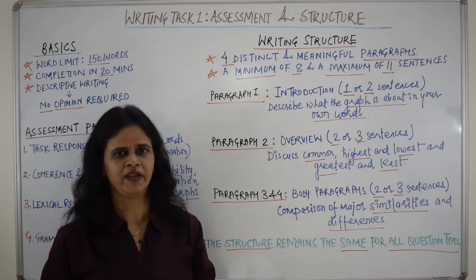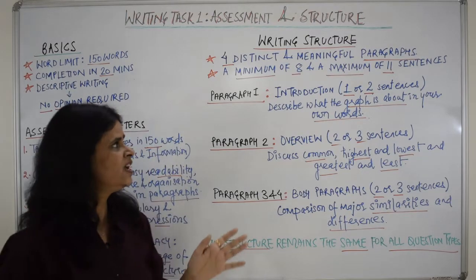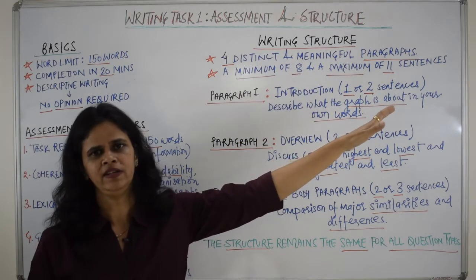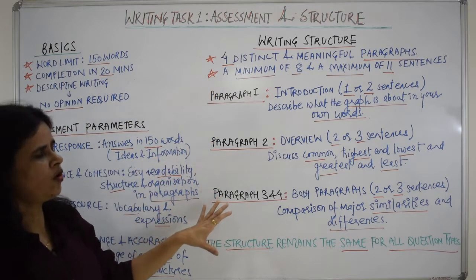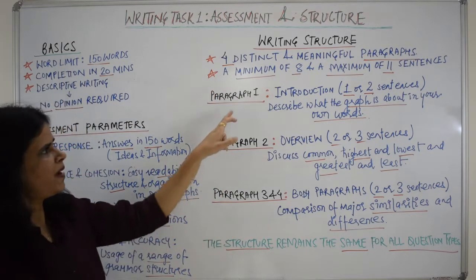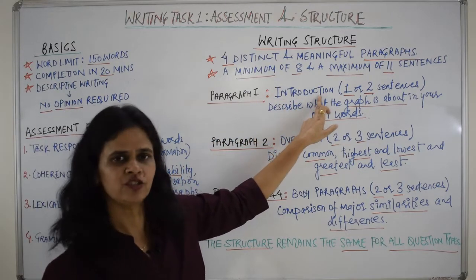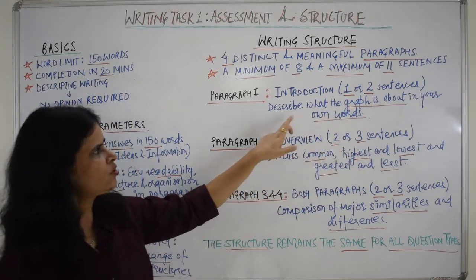So we are going to write 4 good, meaningful paragraphs, with a minimum of 8 and a maximum of 11 complete sentences. Now this is how we have organized the writing structure. Paragraph 1, which is known as the introduction, should be written in 1 or 2 sentences.